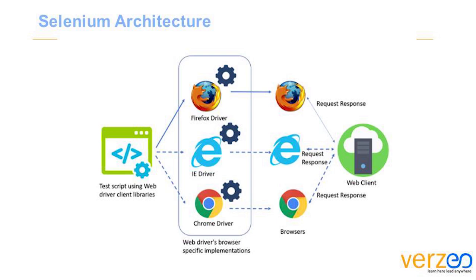And each browser driver, like your Firefox driver, your IE driver, or your Chrome driver, has its own HTTP server. And then each browser contains a separate browser driver. So you can see in the figure, Firefox driver comprises of the Firefox browser, IE driver comprises of the IE browser, and Chrome driver comprises of a Chrome browser. Simple. Browser drivers communicate with the respective browser without revealing the internal logic of the browser's functionality.